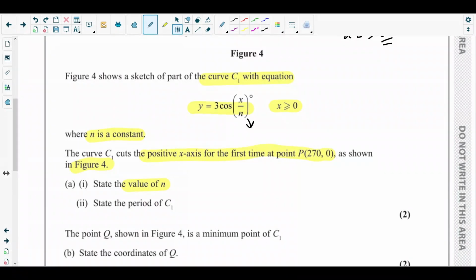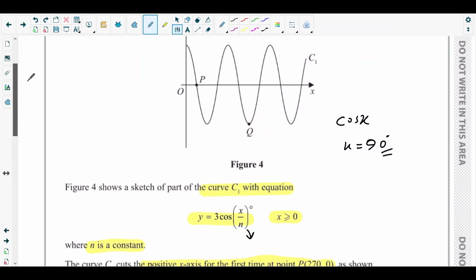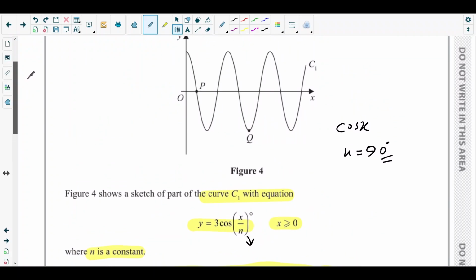Fine. Okay, next is part A2. Here the question is asking us to state the period of C1. Okay, we need to state the period of curve C1. So what do we know? We know that for the curve C1, all the x coordinates are getting multiplied by 3. That means the period will also get multiplied by 3.